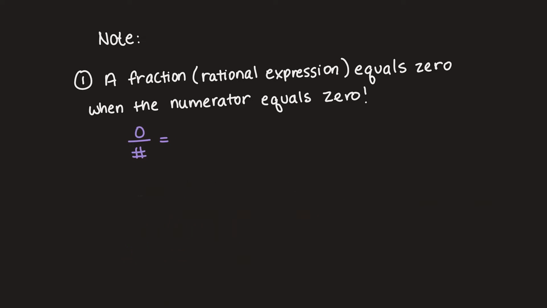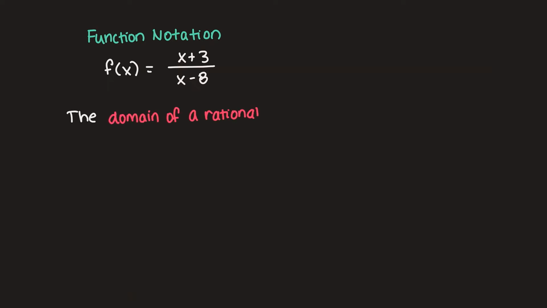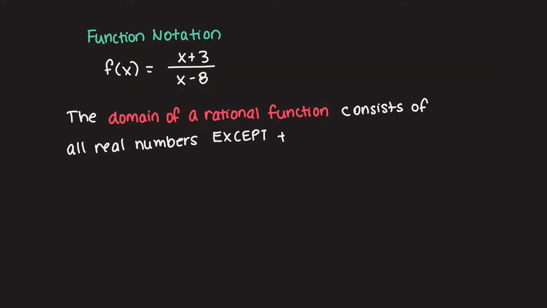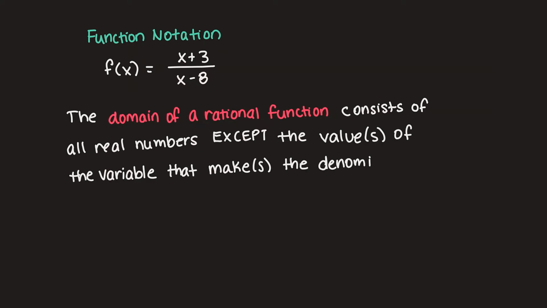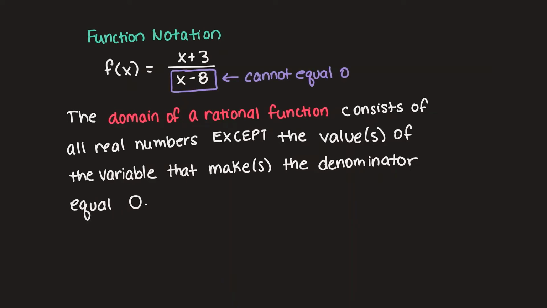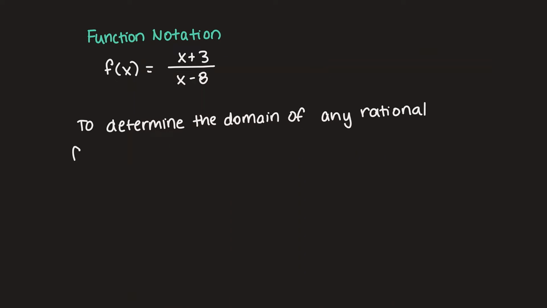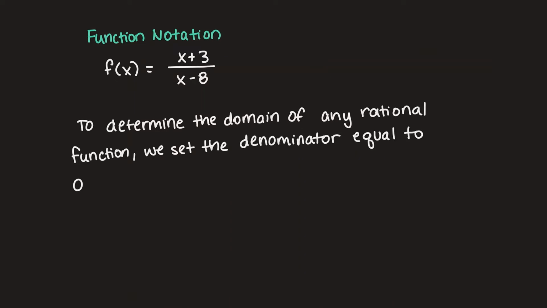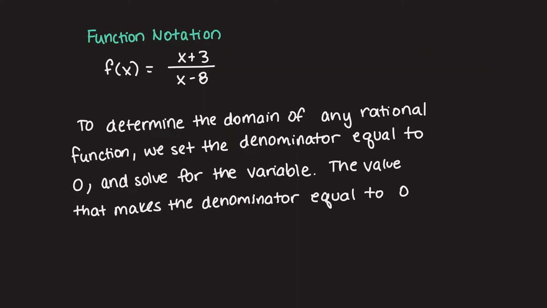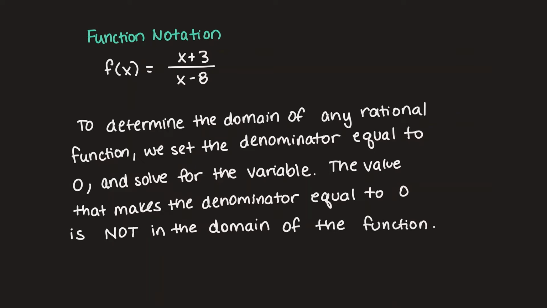We can also write rational expressions as an equation in function notation. So let's refresh our knowledge by talking about the domain of a rational function. The domain of a rational function consists of all real numbers except the value or values of the variable that make the denominator equal 0. Again, because we can never divide by 0. Therefore, to determine the domain of any rational function, we set the denominator equal to 0 and solve for the variable. The value that makes the denominator equal to 0 is not in the domain of the function. So for this example, 8 would not be in the domain.